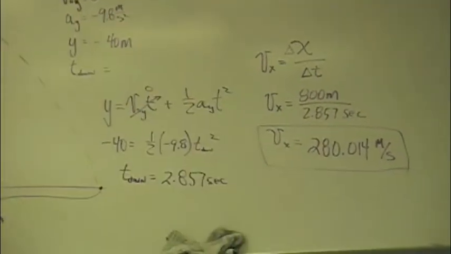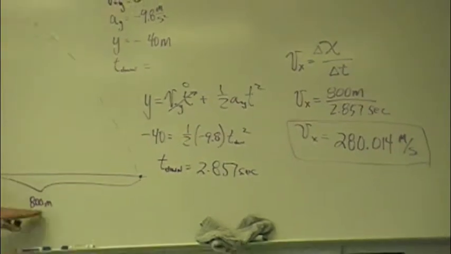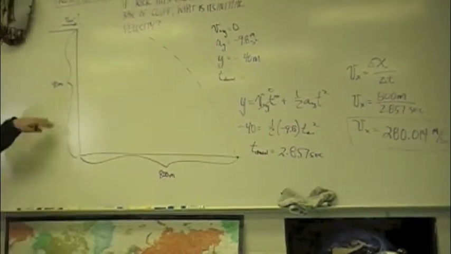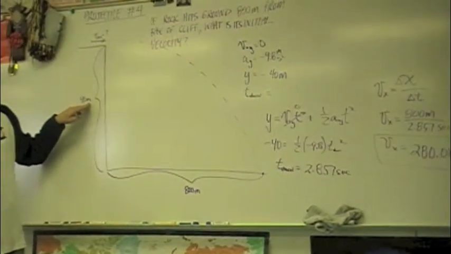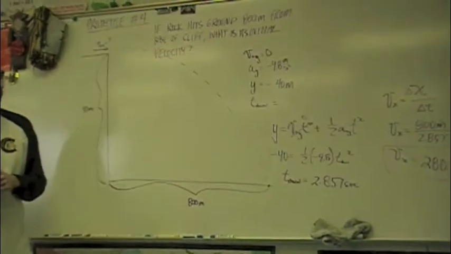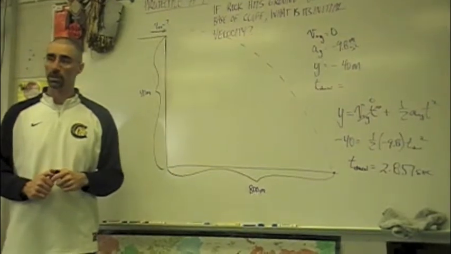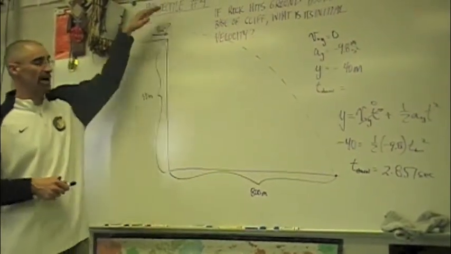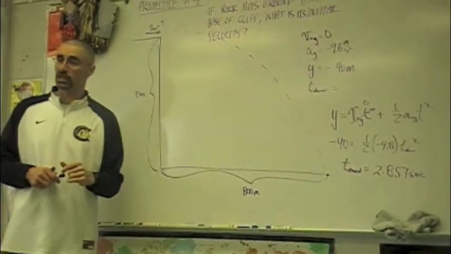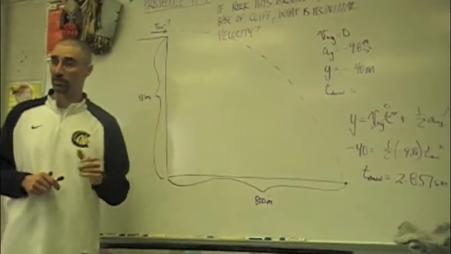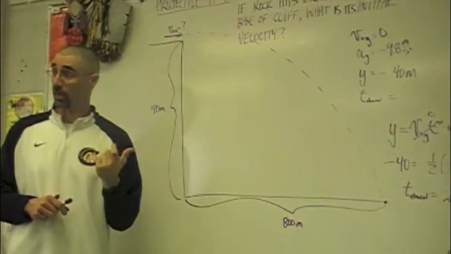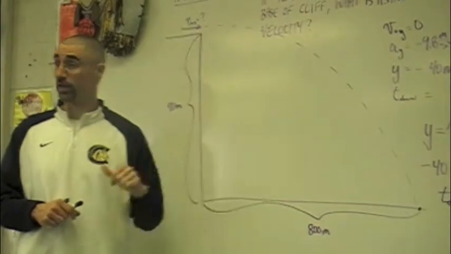So guys, what we're saying there, if we want to shoot that thing out 800 meters, and we're shooting it off a 40-meter cliff, then we have to have an initial velocity of 280.014 meters per second. Now really quickly guys, if we made the cliff higher, what would happen to the velocity needed to get it out 800 meters? It would go down because it'd have more time in the air, right?